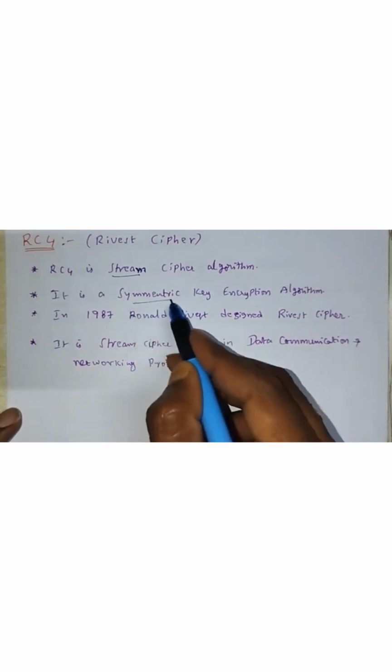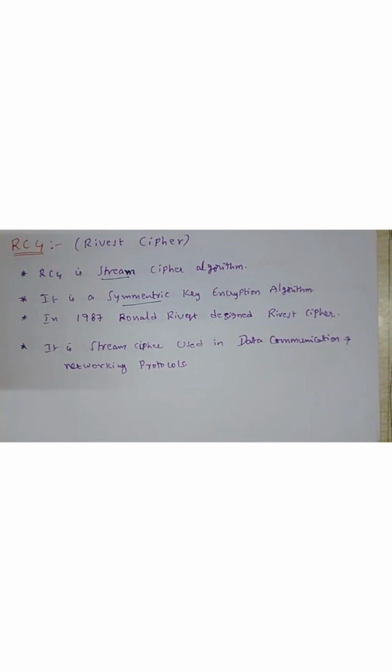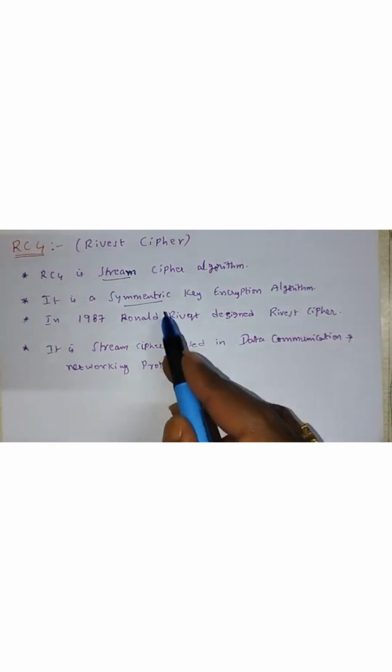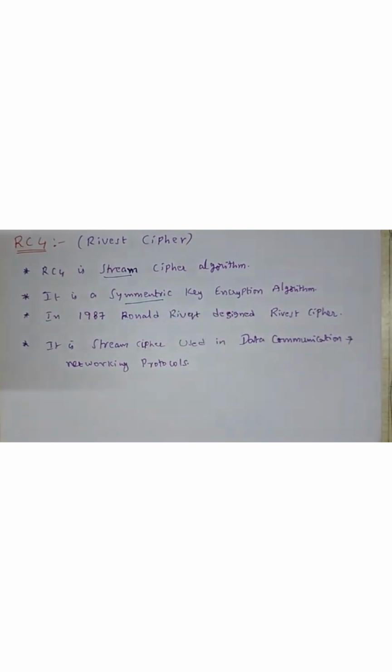What is the meaning of symmetric? A symmetric key means we use the same key for encryption as well as decryption. If any algorithm uses a single key for encryption and the same key for decryption, those algorithms are called symmetric key encryption algorithms. RC4 is also one of the symmetric key algorithms.